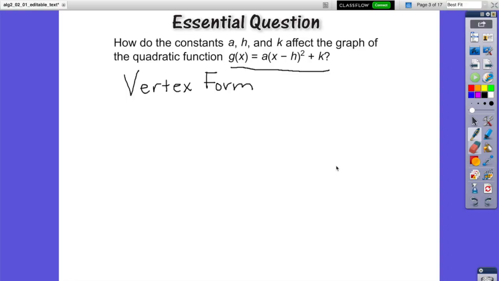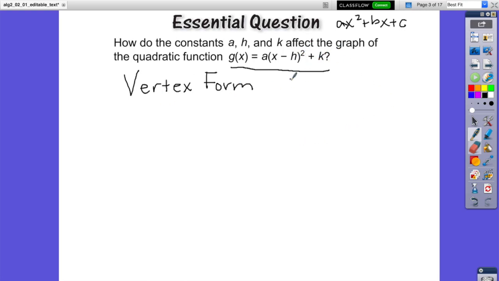So we need to be very familiar with this form of a quadratic function. I think you guys are all pretty familiar from Algebra 1 with the quadratic function looking like this: ax squared plus bx plus c. And now we're going to look at it in something called vertex form. So I want you to copy it down. Pause the video if you need to. g of x is a times parentheses x minus h, close parentheses, squared, plus k.